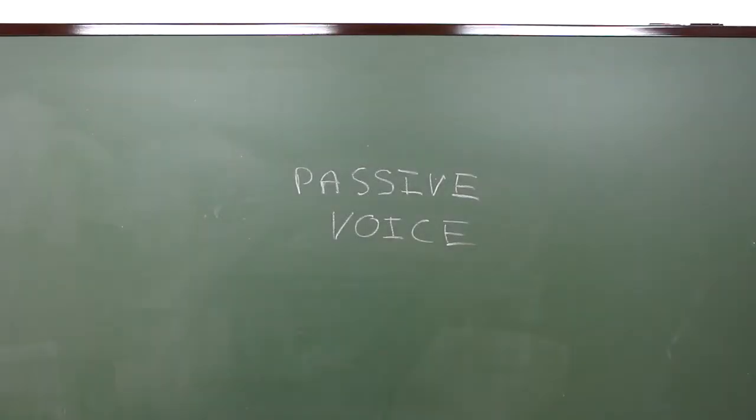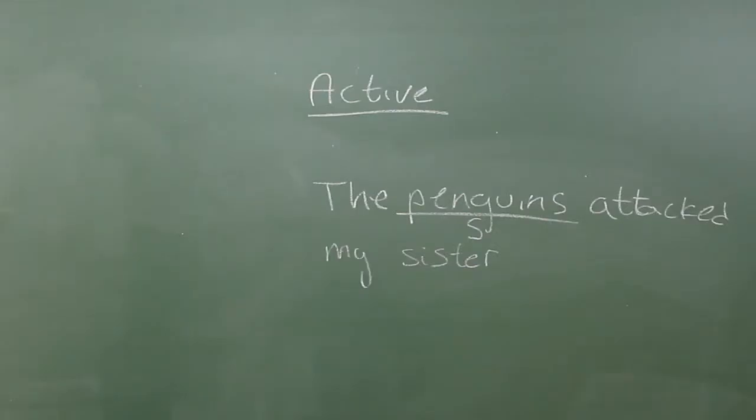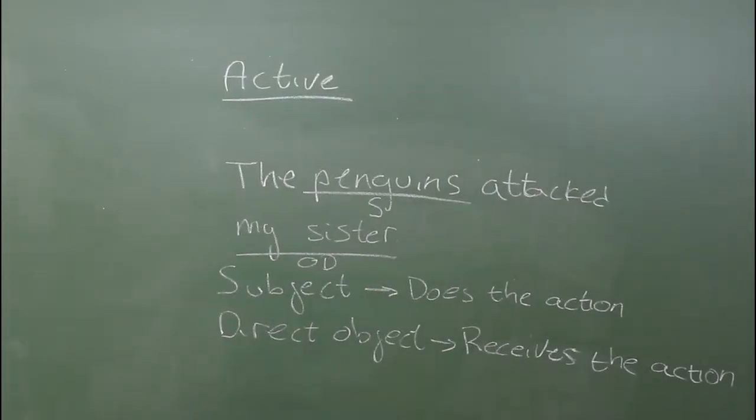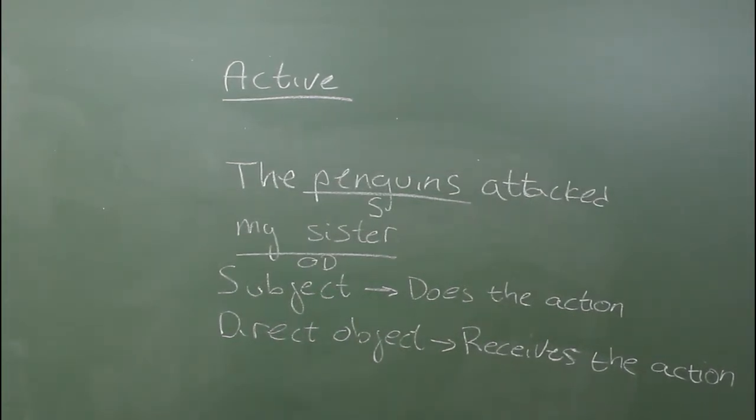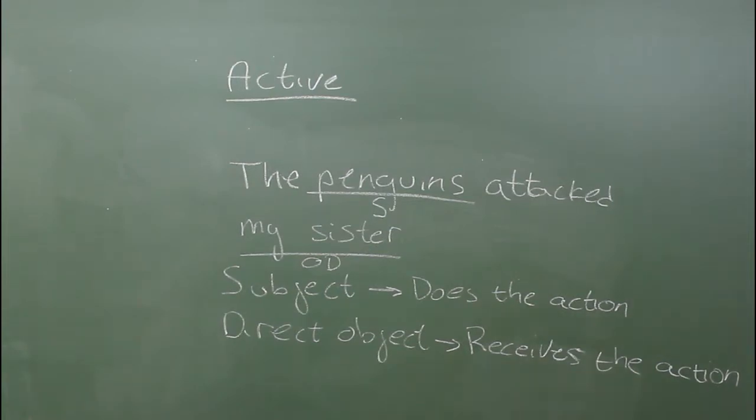In the case of the active form, the subject of the sentence is the one who does the action, and the object is the thing that receives the action. For example, the penguins attacked my sister. We write in the active voice when we want to emphasize what does the action, in this case penguins, and the object of the sentence, my sister, receives the action.